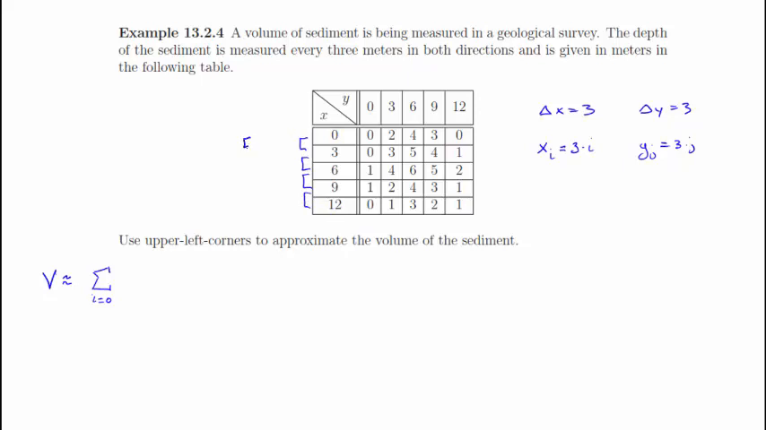So the first interval is from 0 to 3, the second interval is from 3 to 6, the third interval is from 6 to 9, and the fourth interval is from 9 to 12 in the x direction. We'll have a symmetrical same set of intervals in the y direction here, 4 of them. So i equals 0 to 3 makes a total of 4 intervals in the x direction, and then in the y direction, we're doing from j equals 1 to 3. We want f of x sub i comma y sub j, and my delta x is 3, my delta y is 3.